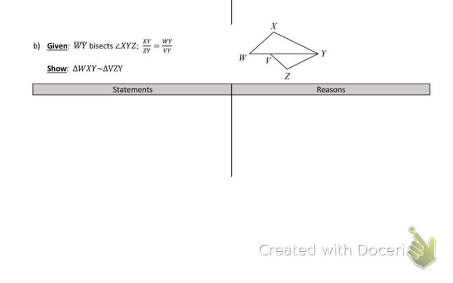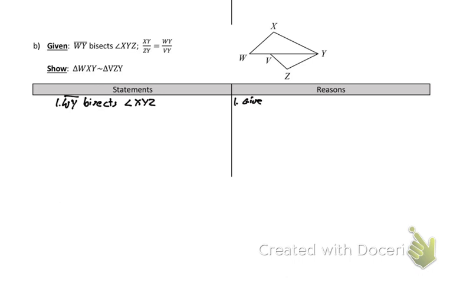All right, our next one says WY bisects angle XYZ, and it also says that XY over ZY equals WY over VY. Okay, so we have proportions. We have sides being proportioned. Let's just start at WY bisects angle XYZ.